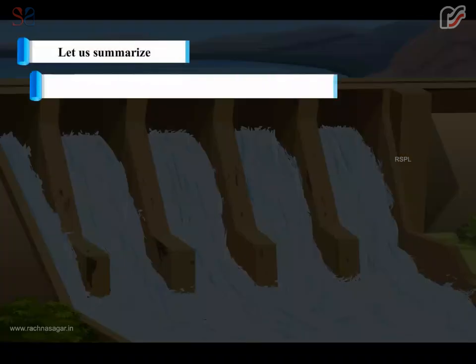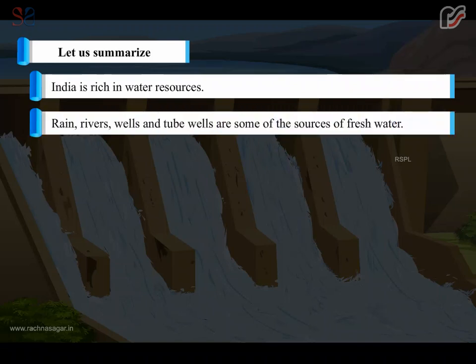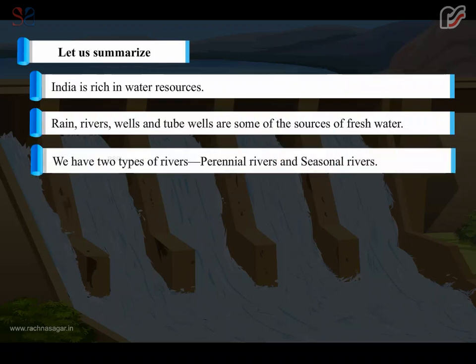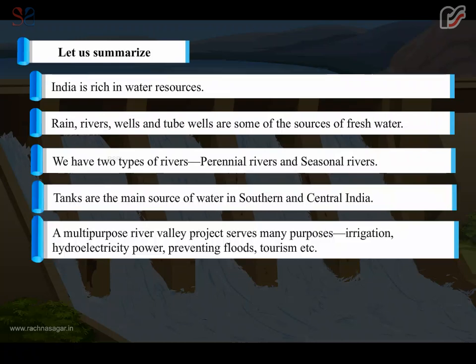Let us summarize. India is rich in water resources. Rain, rivers, wells and tube wells are some of the sources of fresh water. We have two types of rivers, perennial rivers and seasonal rivers. Tanks are the main source of water in southern and central India. A multi-purpose river valley project serves many purposes: irrigation, hydroelectricity power, preventing floods, tourism, etc.